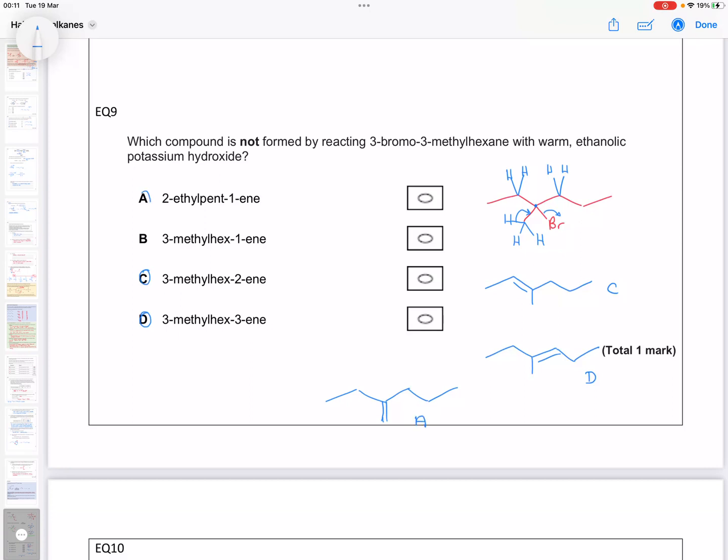So A, C and D all happen, and so the one that mustn't happen is B, which is 3-methylhex-1-ene. That's quite tricky because I think you would struggle just with that last bit of those hydrogens on the methyl group, just reminding you that you can get compound A.